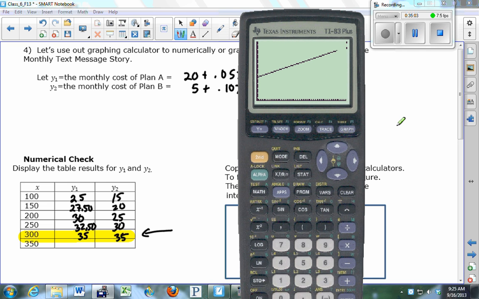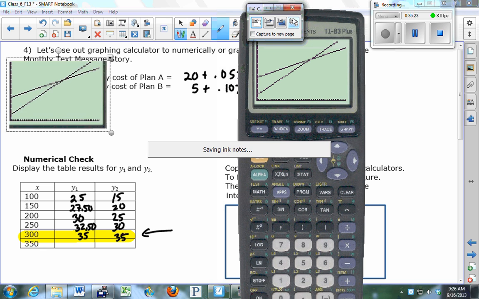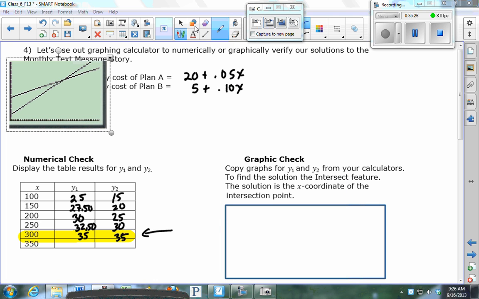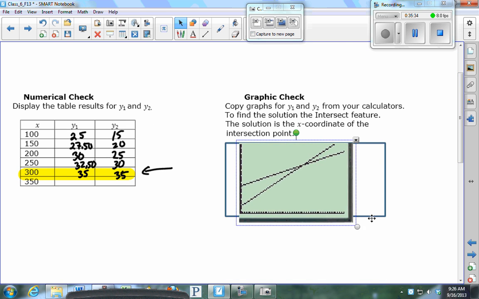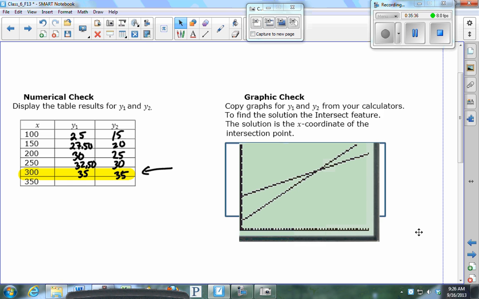There's my first equation, and there's my second equation. So notice until you get to the point 300, this intersection point right here represents, I have to take a picture because I can't write on my graphing calculator, so let me take a picture of this. Okay, so this intersection point, which you can find with your graphing calculator, if you want, you just put in intersection and it will tell you that, but we already know the answer from doing all the math. So this point right here, at 300 messages, it's $35.